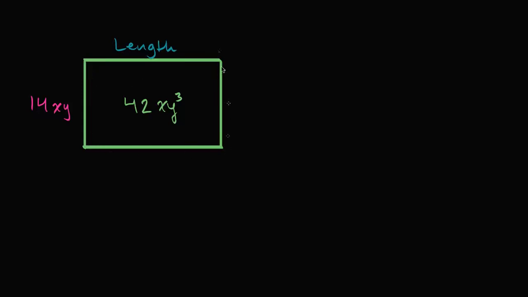So we have a rectangle right over here, and let's say that we know that its area is 42xy to the third. So that is the area of the rectangle. And we also know that the height right over here is 14xy. And what we want to do in this video is figure out what the length is going to be.